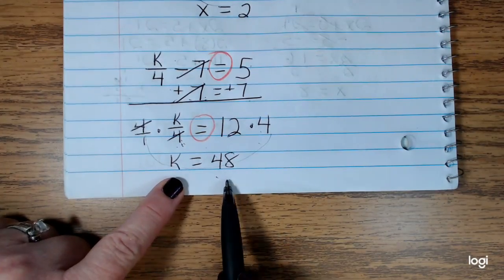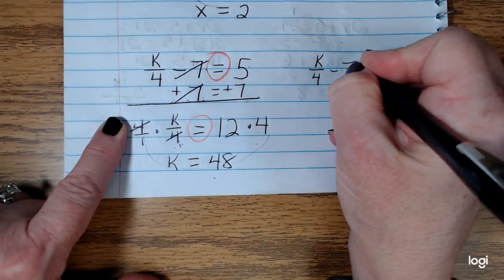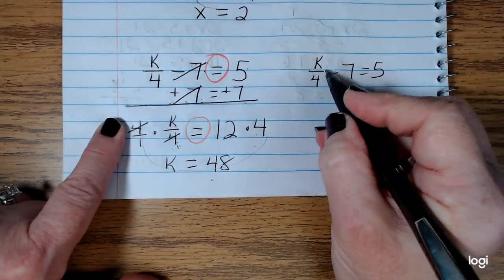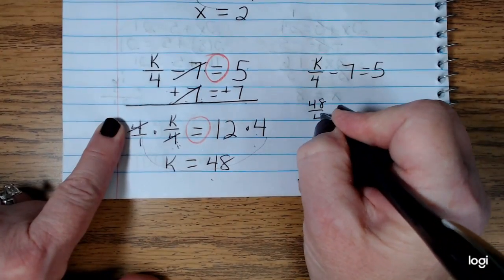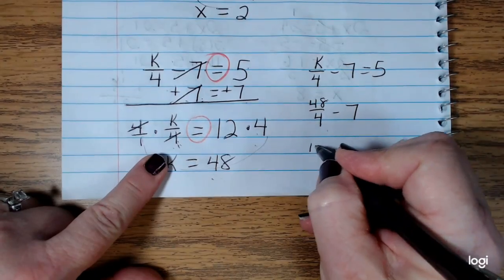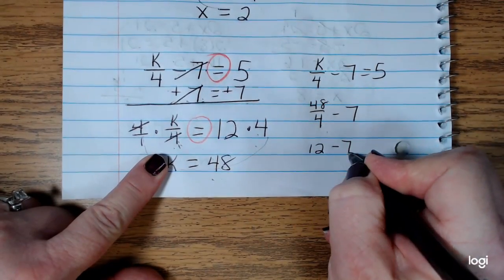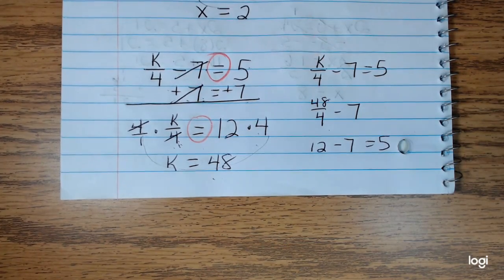Let's see. These are always challenging. Let's just make sure that we did it correctly. So if I put a 48 in where k is, 48 divided by 4 happens to be 12. 12 minus 7 does equal 5. So I know that the equation that I did is correct.